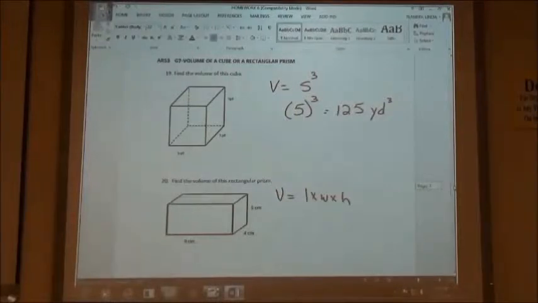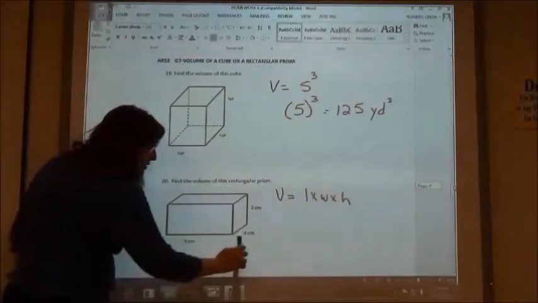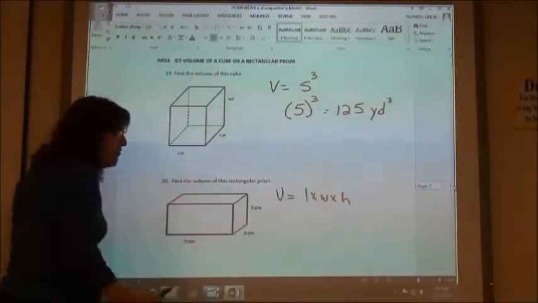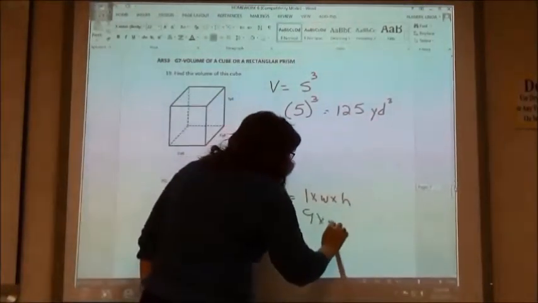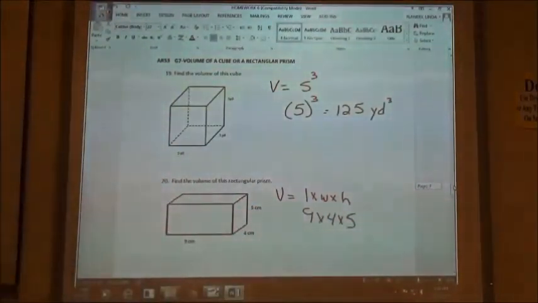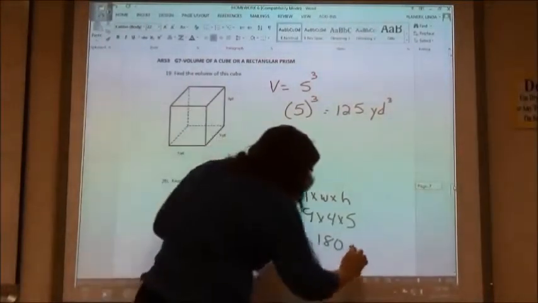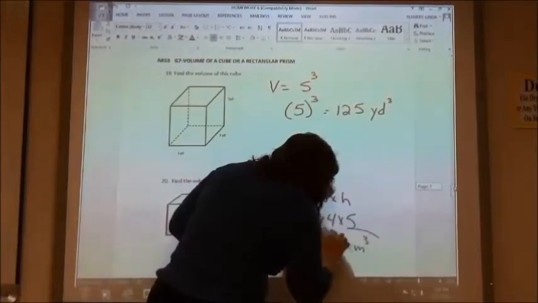So on number 20, if I'm finding the volume, I'm finding the area of the bottom, so 9 times 4, and then times the height, which is 5. 9 times 4 times 5. Again, we have the commutative property, so look for ones that are easy to do first. 4 times 5 is easier to multiply, right? 4 times 5 is 20, and 20 times 9, 180. And then my label, centimeters cubed.